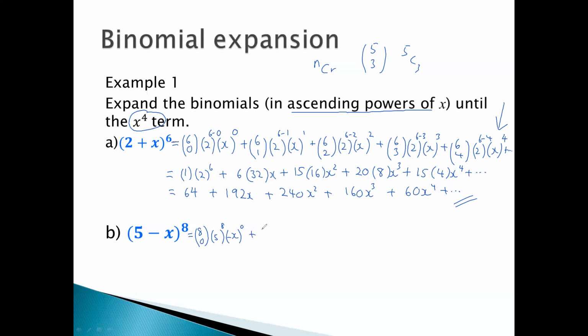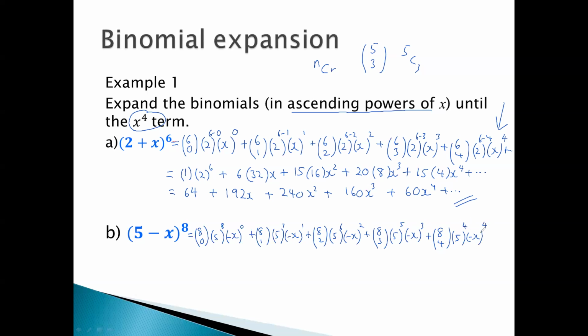Plus 8 choose 1, first term, second term, power of x follows 1, and 8 minus 1 is 7. 8 choose 2, first term, second term, power for x is 2, and 8 minus 2 is 6. Plus 8 choose 3, first term, second term, power 3, 8 minus 3 is 5, and last term, 8 choose 4, first term, second term, power 4, and 8 minus 4 is 4.